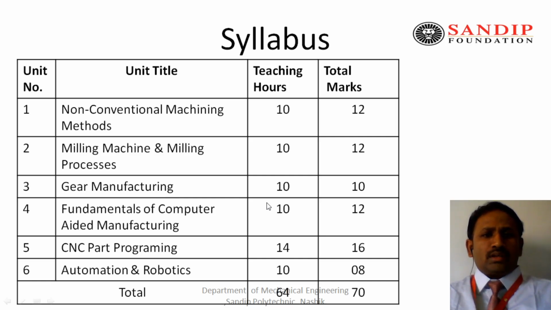Then for this course, the syllabus has a total of 6 chapters. Teaching hours and total marks are also distributed as per the MSBT norm. First chapter, non-conventional machining methods. Second, milling machine and milling processes. Third, gear manufacturing. Fourth, fundamentals of computer aided manufacturing. Fifth, CNC part programming. Sixth, automation and robotics. Teaching hours are distributed accordingly: the total required is 64 hours, and the total marks from chapter 1 to chapter 6 are 70 marks.